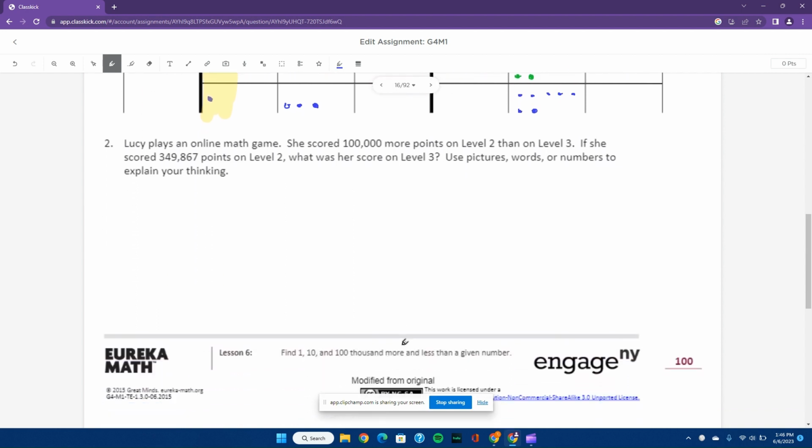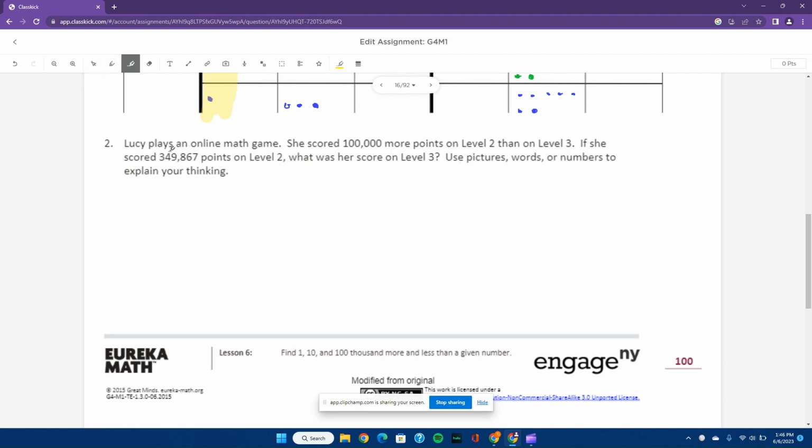Number 2 says Lucy plays an online math game. She scored 100,000 more points on level 2 than on level 3. If she scored 349,867 points on level 2, what was her score on level 3? Use pictures, words, or numbers to explain your thinking.